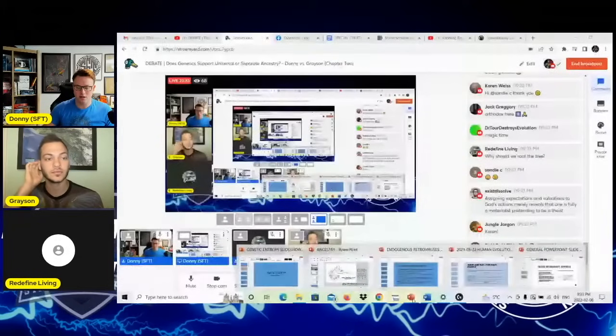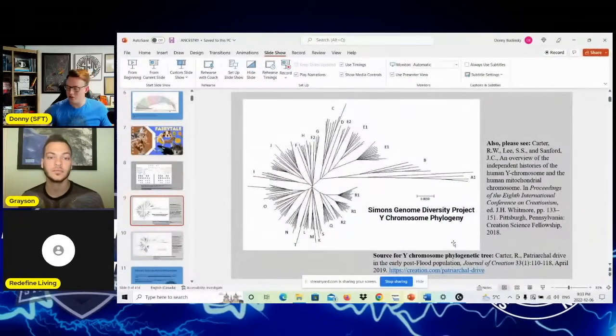Okay, I appreciate it, Grayson. So let me share screen again on the phylogenetic tree. So you said that this is an unrooted tree and it needs to be rooted.